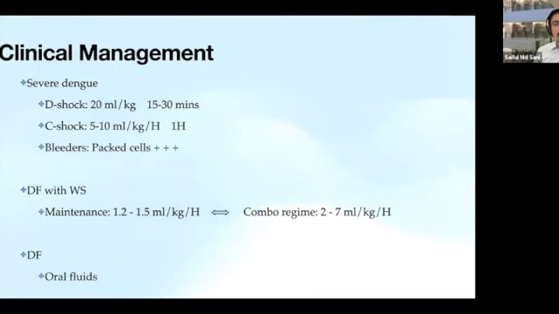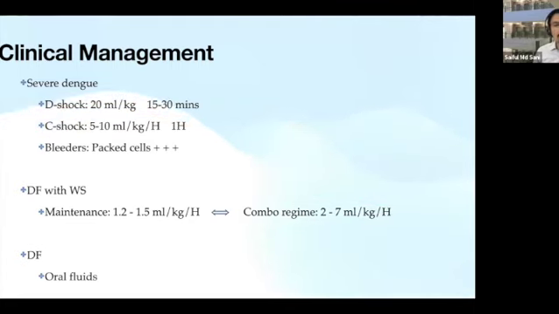Start off, for example, with severe plasma leakage. One subset of severe plasma leakage are patients with decompensated shock, D-shock, here, what I've written. They require 20 mL per kilo of intravenous fluid, and that has to be run within 15 to 30 minutes. And hopefully one cycle will have rescued the patient from shock and put them out of shock towards normotensive levels.